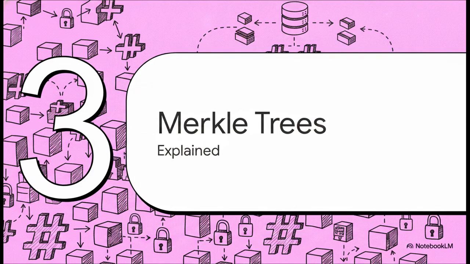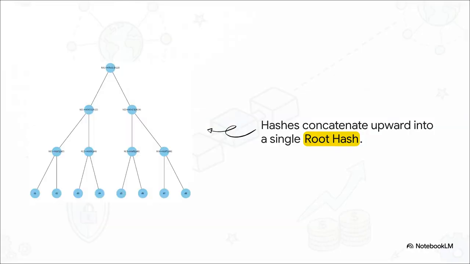Which brings us to Section 3, Merkle trees explained. Now think of a Merkle tree like a giant upside-down binary tree. Down at the very bottom row, you have your raw data blocks, say all the individual transactions inside a block. The system hashes every single one of those. Then it pairs them up, concatenates them, and hashes them again. It just keeps moving upward, compressing the data layer by layer until it finally forms one single, easily verifiable Merkle root at the very top.